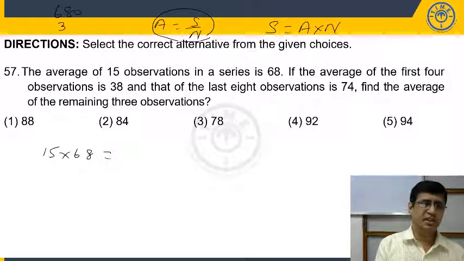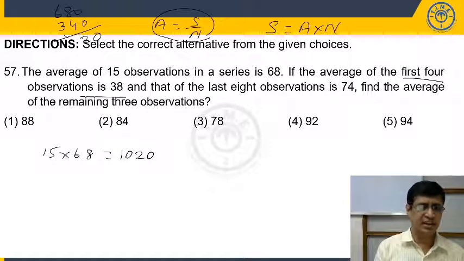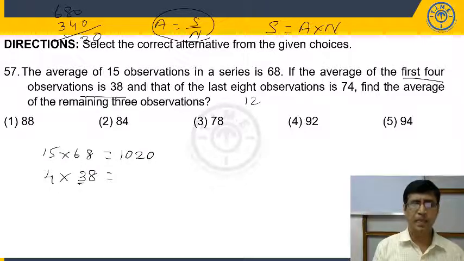So how much is it? 340. Now when you add 680 plus 340, it is 1020. That is the product of 15 and 68. If the average of the first four observations is 38, 4 observations is 38. 4 times 30 is 120, and 4 times 8 is 32. So the sum of these two is equal to 152.